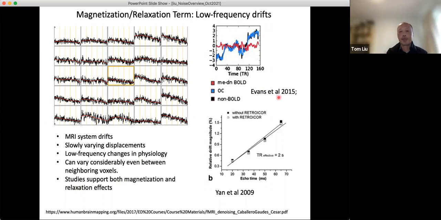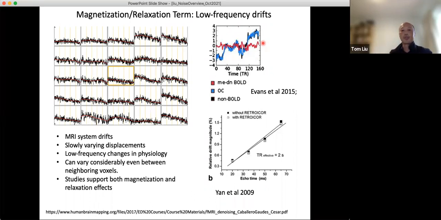A paper by Jennifer Evans from Peter Bandettini's group showed evidence that these were probably non-BOLD terms. So this drift here is basically a non-BOLD term, and after denoising it, keeping the relaxation terms, you really have a nice way of getting rid of these drifts. I think this approach seems very promising for very low frequency paradigms. Traditionally, if you're trying to do a pharmacological fMRI experiment where things are changing very slowly over minutes or hours, fMRI is not really good for that because you have this low frequency confound.